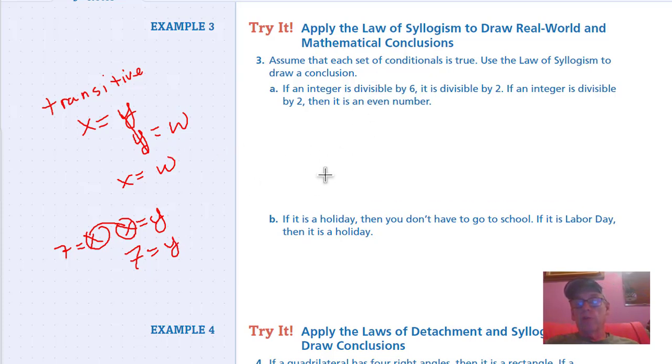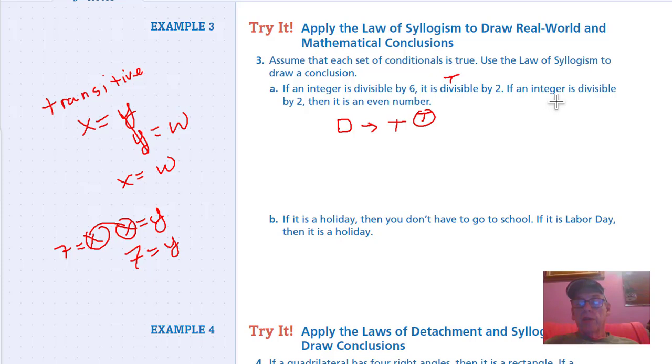The law of syllogism works the same way in logic and geometry. So if an integer is divisible by 6, then it's divisible by 2. So we get integer divisible by 6. So let's say D for divisible by 6, and that means it's divisible by 2. Now in the next, they're telling us that this is a true statement. So divisible by 6, then divisible by 2.